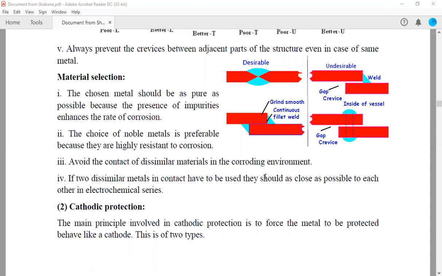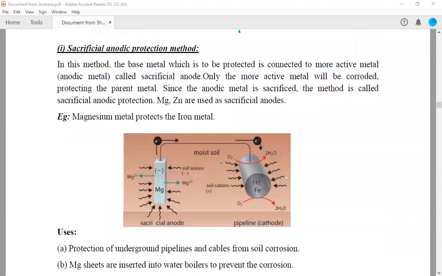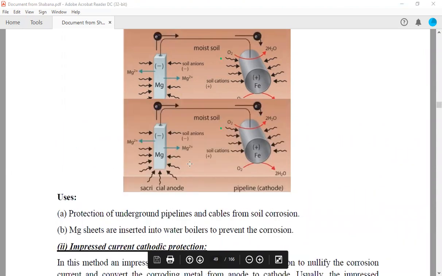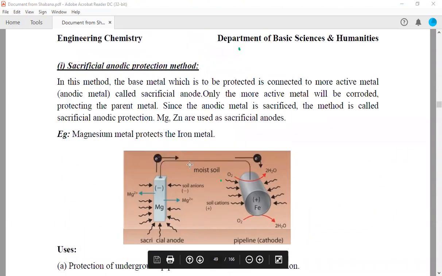There are two types of cathodic protection. They are the sacrificial anodic protection method and impressed current cathodic protection. Coming to the first method, that is the sacrificial anodic protection method. Sacrificial, the name itself indicates that whatever metal acts as an anode here, that metal is sacrificing itself to protect the base metal.